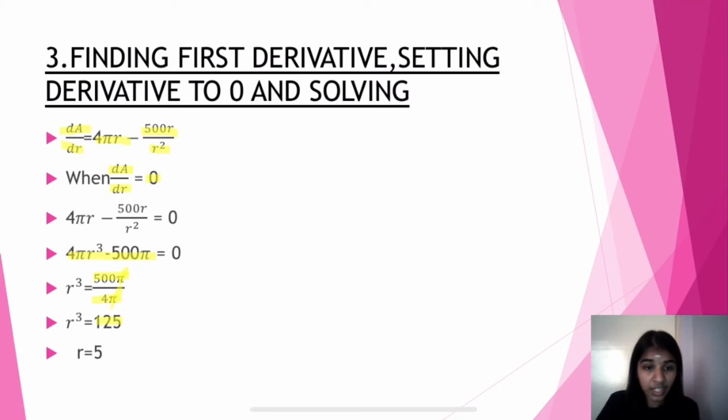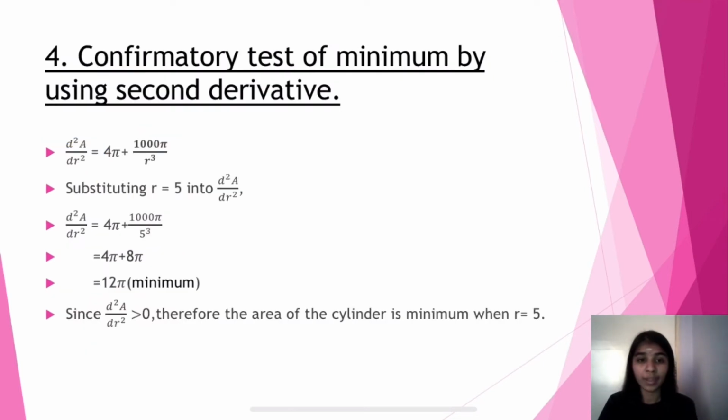And then the cube root of 125 will give you a positive value of 5 cm, which indicates the radius of the cylindrical can. So now we have already found our value of r. Always remember, r will always be positive because it's a length. So next, what I'm going to do is a confirmatory test for minimum, because the question says least, right? So that's why I'm using the second derivative to test for minimum.